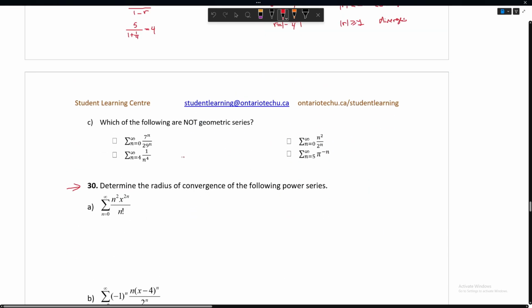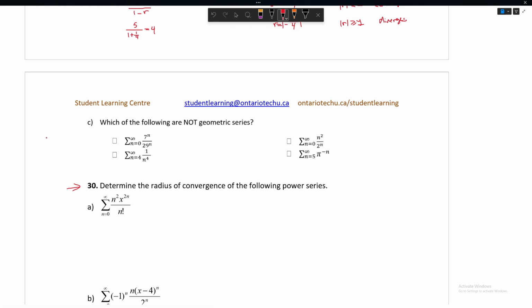Moving on. Which of the following are not a geometric series? And so remember, your geometric series is your a r to the n minus 1. It looks something like this, right? And so how can you identify is if you can manipulate the question so it looks like this. Okay, and so how can we manipulate these questions so they look like that?